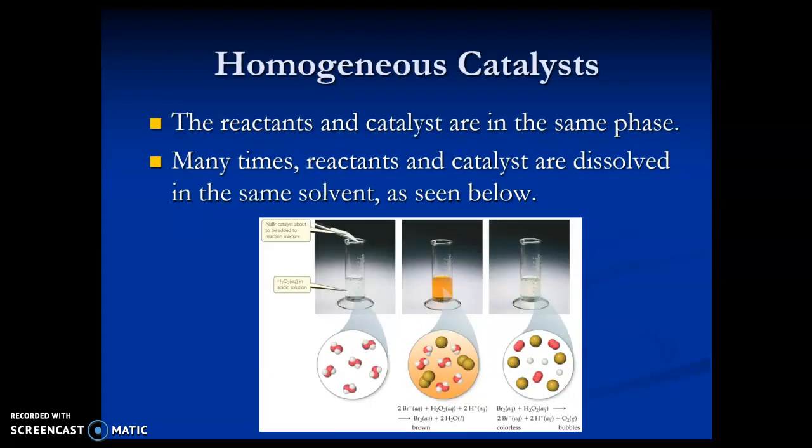Okay, there's two types of catalysts. There's homogeneous. Again, the reactants and catalysts are in the same phase. And then many times reactants and catalysts are dissolved in the same solvent as seen below. So this is that hydrogen peroxide. And they're putting in sodium bromide, which has that bromide ion, into a solution of hydrogen peroxide in an acidic solution. So you have hydrogen ions in here as well. So it just takes on that reaction we just saw in the slide before, making the product. So again, homogeneous catalysts are just in the same phase.